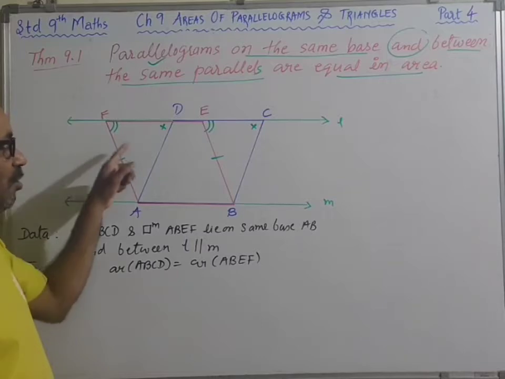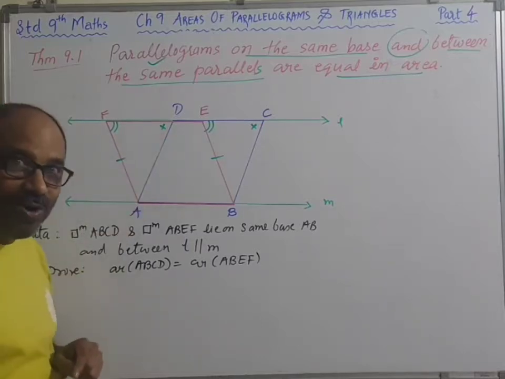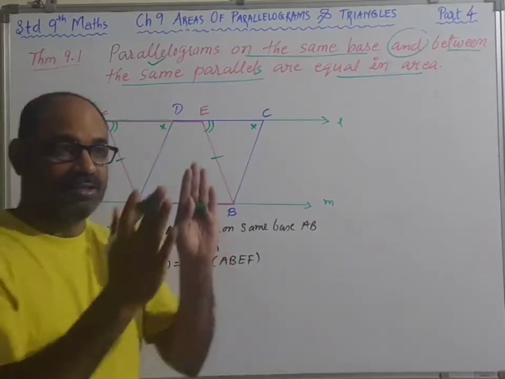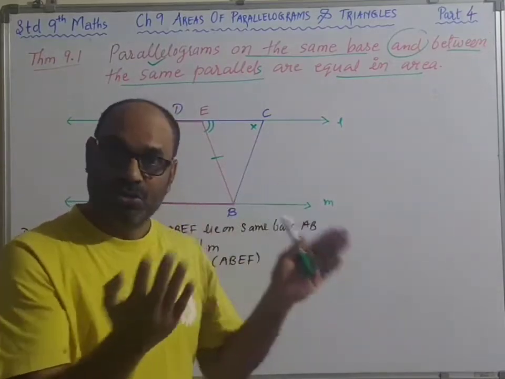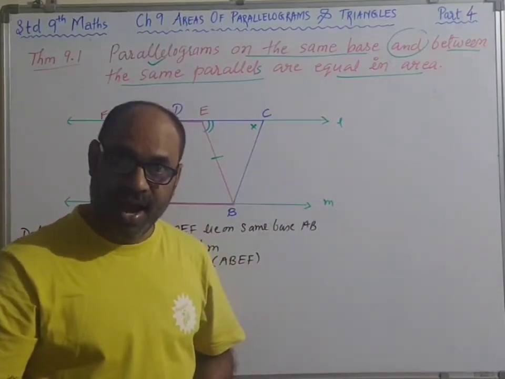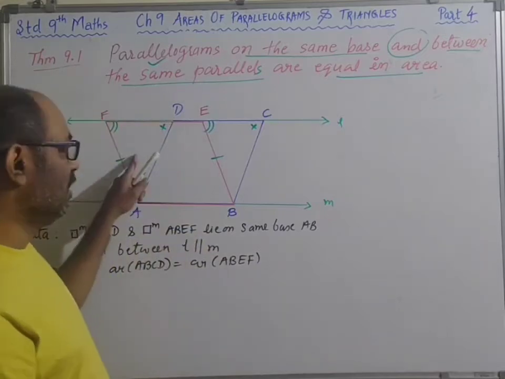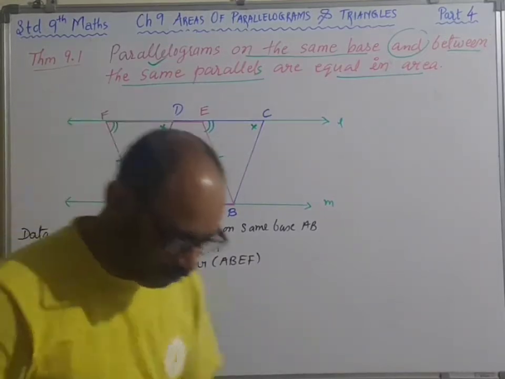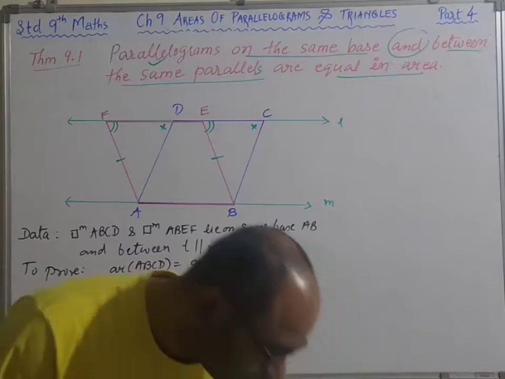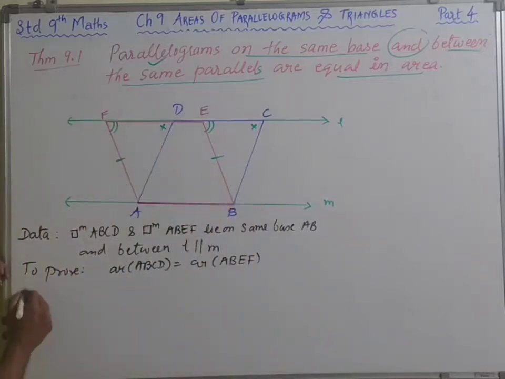Is that clear? So the two triangles are congruent, and if the two triangles are congruent, that means they are overlapping, they are coinciding, so they always have equal area. Alright, so the area of this triangle and the area of this triangle are equal. Then we'll see what we do next. Okay. Proof.